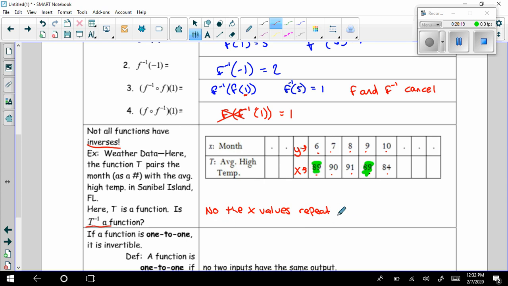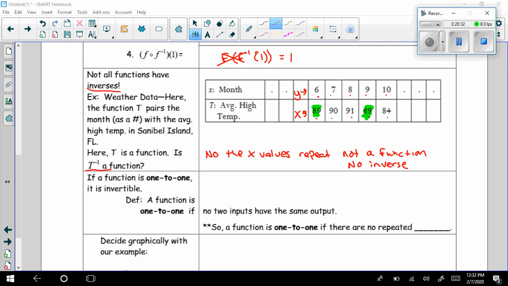So there is not a function, so it's not an inverse. All right, if a function's one-to-one, it will always be invertible. A function's one-to-one if no two inputs have the same output. So a function is one-to-one if there are no repeated ranges. And so it's a function if the x's don't repeat. It's a one-to-one function if the y's also don't repeat. And so that's what you're looking for to see if it has an inverse.